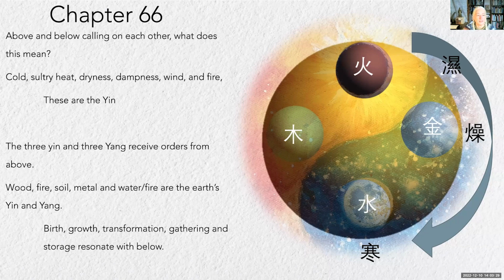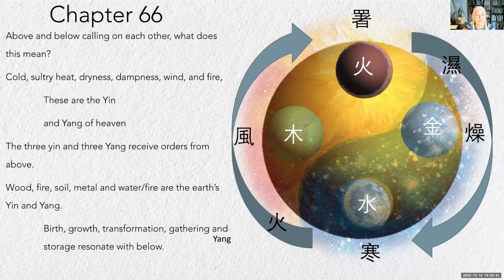And these are the yin and yang of heaven. And the yang is going up on the other side. So we have fire, wind, and sultry heat. That fire is now the ministerial fire. And that's going to be going upward, creating movement, which is wind. And then finally, maturation, which is the fire in the sultry heat.